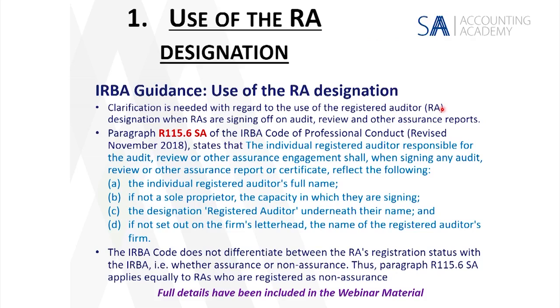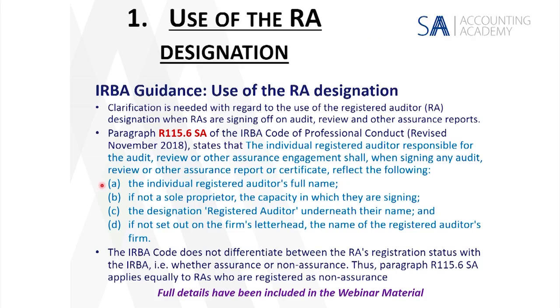So what they said is when RAs are signing off either an audit or a review or other assurance reports, they have to be reminded of paragraph 115.6 SA. Now that's the paragraph of the IRBA code, which was, remember, revised in November. And that paragraph states, the individual registered auditor responsible for audit, review or other assurance shall, when signing any audit, review or other assurance report or certificate, reflect the following.